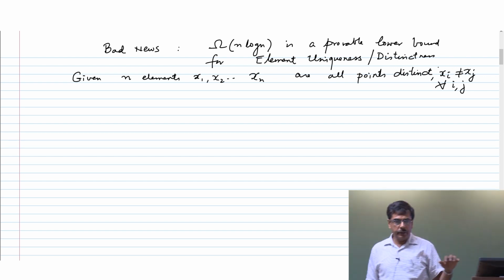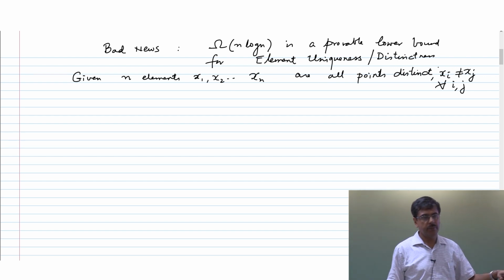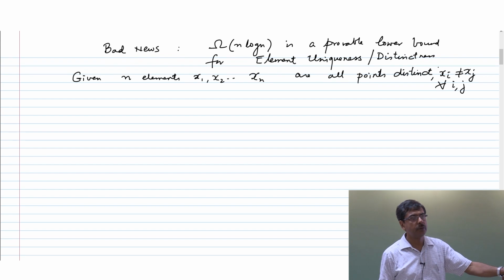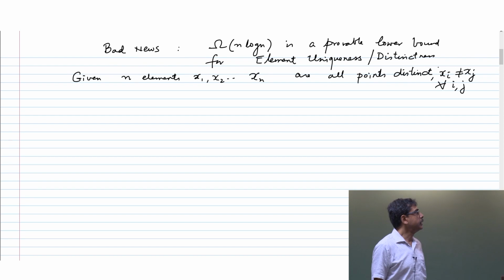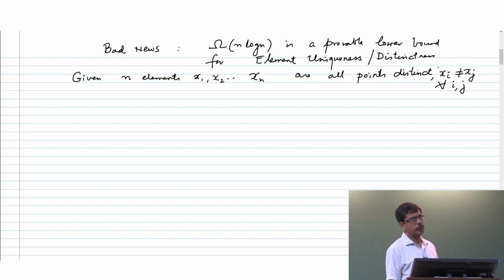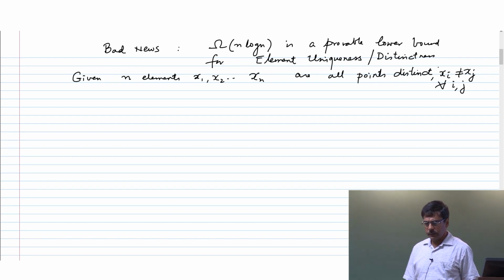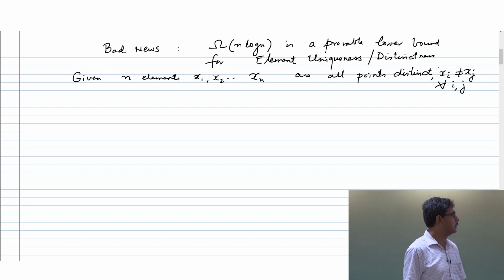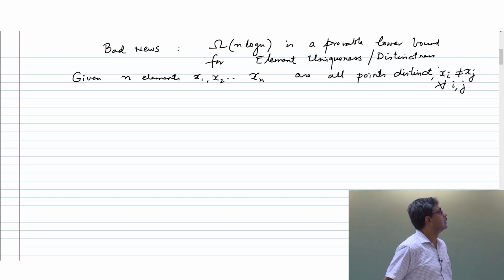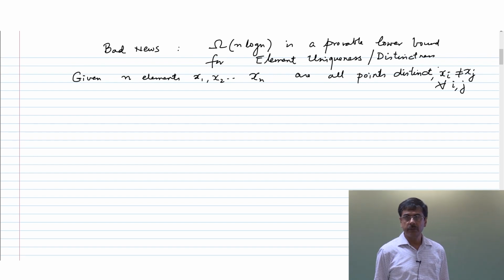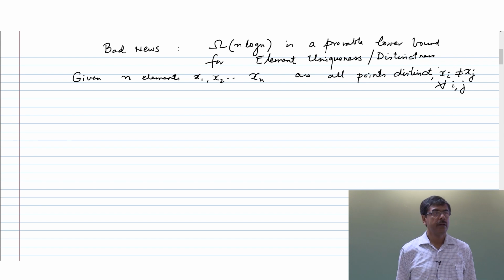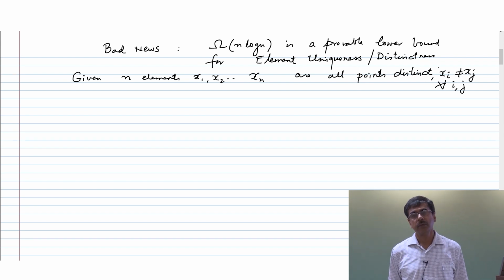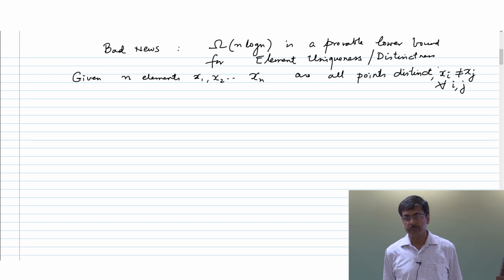So, this problem has been well studied, and it is possible to prove a lower bound of n log n. Of course, you will define the model of computation precisely, but in fairly strong models of computation, algebraic model of computation, which I am not going to get into at this stage, it is known that you cannot do better than n log n. So, if you can't do better than n log n for element uniqueness, clearly we can't do better than n log n for closest pair, because element uniqueness can be reduced to closest pair, right.